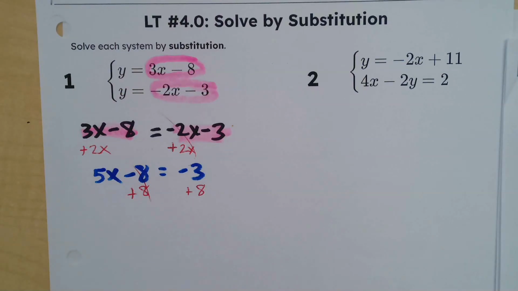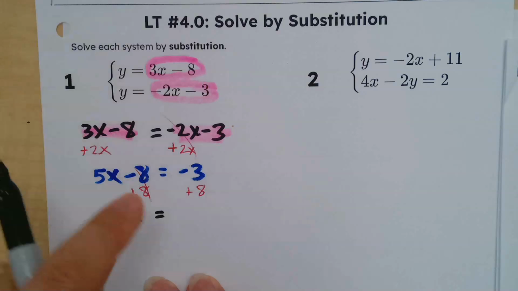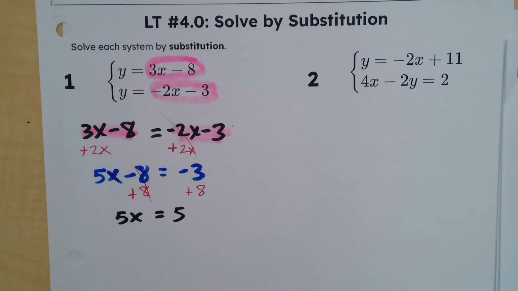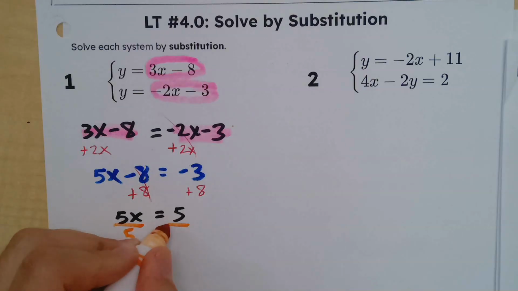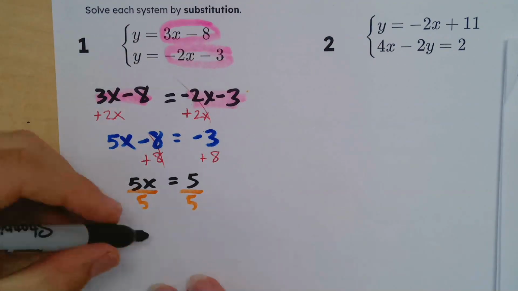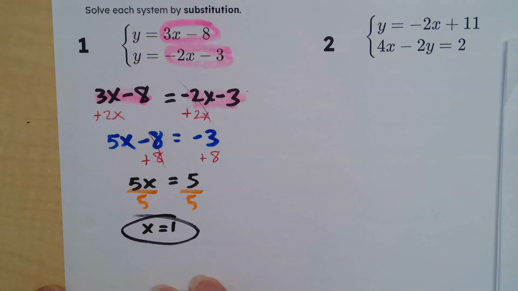And now I've got 5x equals, and the negative 3 plus 8 gives me 5. And then our final step to solve for x is we have to divide both sides here by 5. Okay, and then we get x equals 1. So that's our first part of the problem.